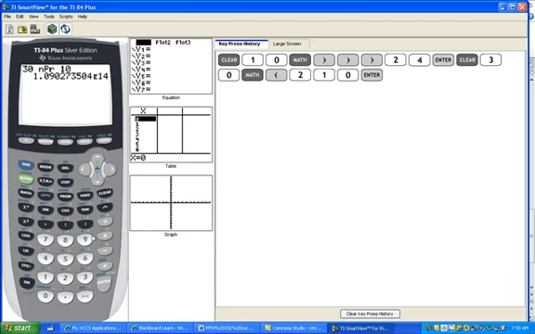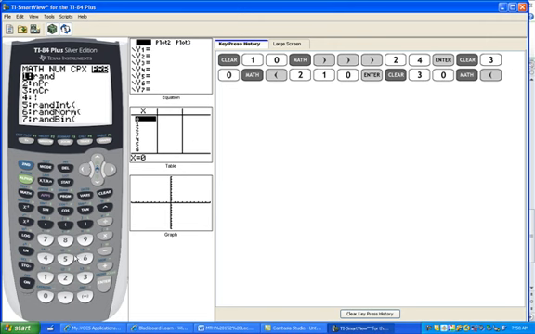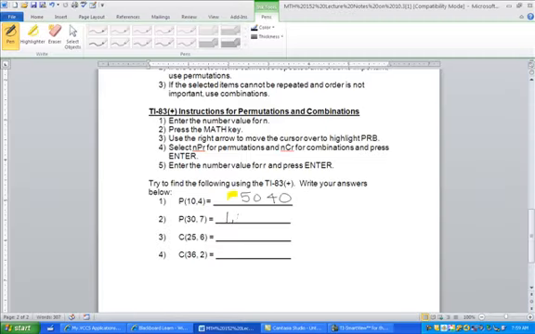Alright, clear. 30, Math, Probability, Permutations, 7. Okay, so it's going to be, I'm just going to say 1.03 times 10 to the 10th. Notice basically what that's saying is we're going to have to move the decimal point 10 places, and we can tell it's to the right because it's positive.